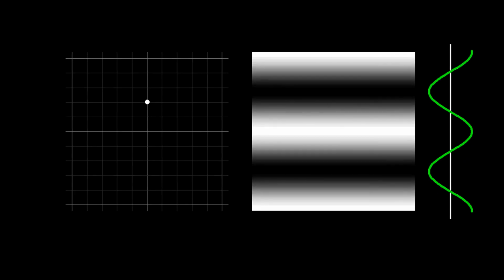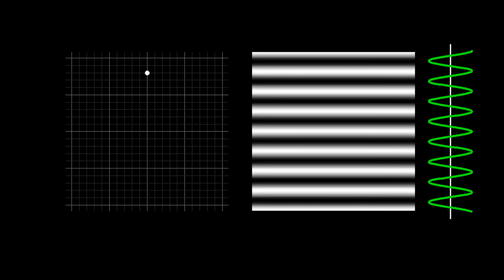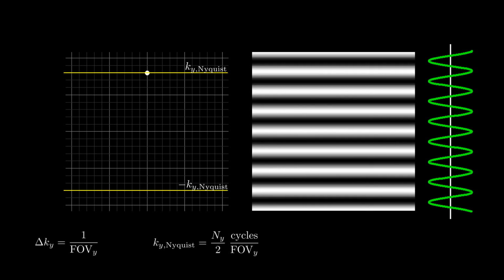Moving up in ky gives you units of cycles per field of view in y. Notice in this animation I have fewer cycles or fringes in my ky Nyquist frequency than I did for the kx Nyquist. What does that tell you about the image? If the ky and kx Nyquist frequencies are different, that means your pixels are not isotropic. They're rectangles, not squares. Remember that the Nyquist tells you your resolution. If your resolution is different in x and y, then the Nyquist in x and y will be different.